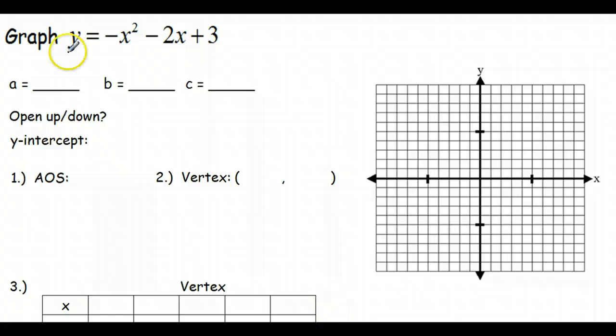So in this case, A is negative 1, B is negative 2, and C is 3. Here, our parabola is going to open down because A is negative, and our y-intercept is (0, 3).